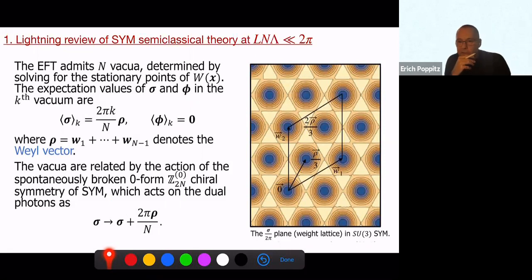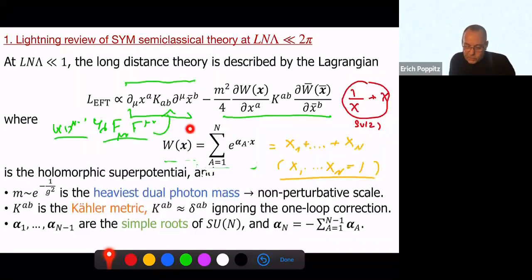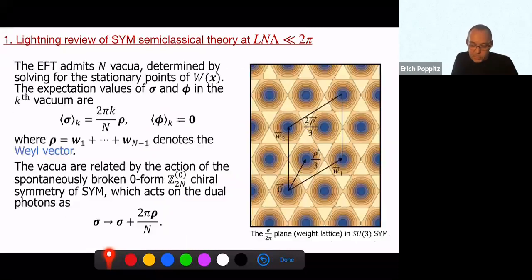This theory has n vacua, and that's familiar from the theory on R4. The supersymmetric theory has n vacua. And these vacua we can find by extremizing the superpotential. There is a formula for these vacua in terms of Lie theoretic terms. In all these vacua, the holonomy is at the center symmetric value. So that's quite interesting. And the dual photon has an expectation value, which is some integer times 1 over n times the Weyl vector. Okay, so this is very group theoretic, but let me try to illustrate it on SU3.